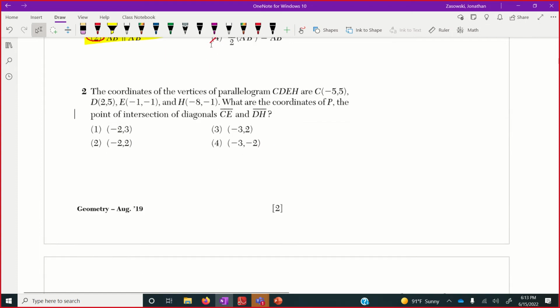Number 2, we have a parallelogram. So remember those properties we talked about. Opposite sides congruent, opposite sides parallel. Okay, in this case, it's talking about the diagonals. So remember, the diagonals are supposed to bisect. Now what that means is that they're going to have the same midpoint.